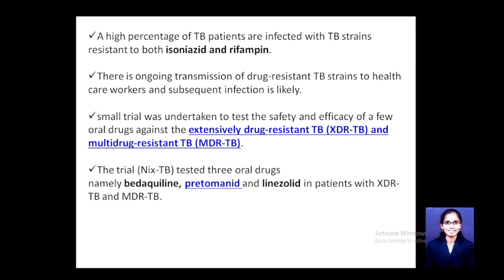A small trial was undertaken to test the safety and efficacy of a few other oral drugs against extensively drug resistant TB and multi drug resistant TB. The trial tested three oral drugs, that is bedaquiline, pretomanid, and linezolid, in patients who are already suffering from XDR TB and MDR TB. Hopefully in the future this bacteria will be eliminated, or this disease will be eliminated from our country and from across the globe, so that we can live a healthy life.